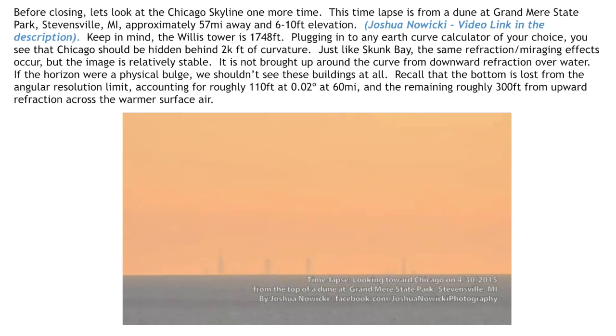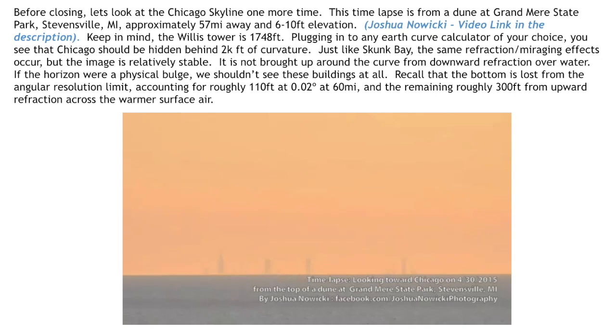Just like the Skunk Bay footage, the same refraction and miraging effects occur, but again, the image is relatively stable, as if you were just seeing it through wavy water. It's not that you are bringing this entire amount of imagery up behind a curve, nor that it is compressing and moving back down again at that rate. It's just not happening. It is not brought up around the curve from downward refraction over water. If the horizon were a physical bulge, we shouldn't see these buildings at all.